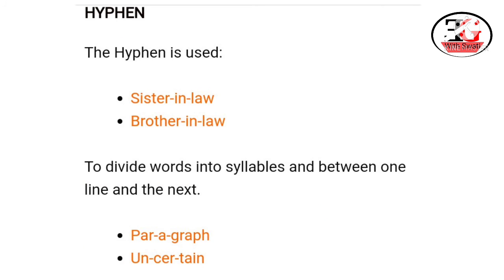Next punctuation mark is hyphen. The hyphen is used in compound words like sister-in-law, brother-in-law. Next, to divide words into syllables and between one line and the next, hyphen is used. For example, para-graph, un-certain. In this way, hyphen is used.